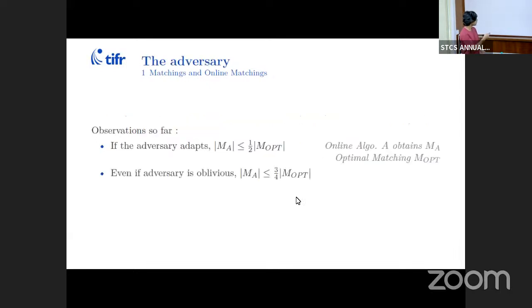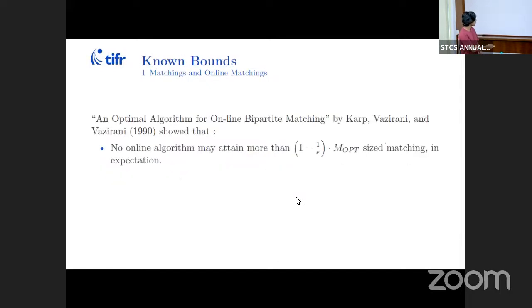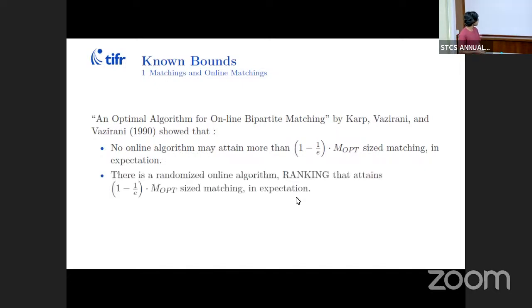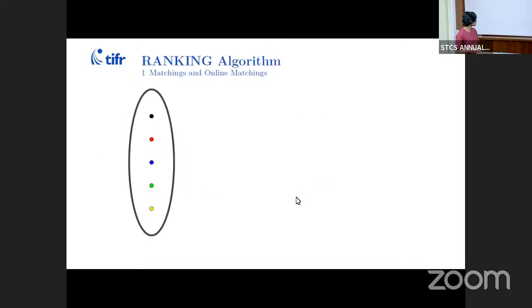However, 3/4 is not optimal, and Karp and Vazirani showed in 1990 that no online algorithm may attain a ratio better than 1 - 1/e. They also provided an algorithm which matches the same ratio in expectation. We will just spend a minute on what this ranking algorithm is. The ranking algorithm takes all the offline vertices and shuffles them uniformly at random. One vertex may go to the top, another vertex goes to the second, and so on. So it induces a ranking on the vertices.